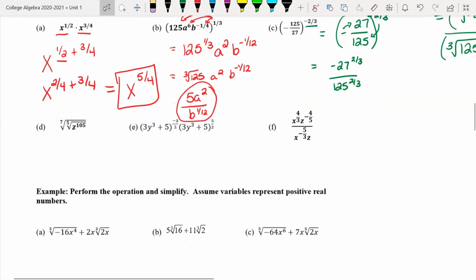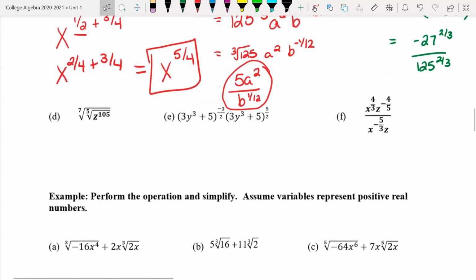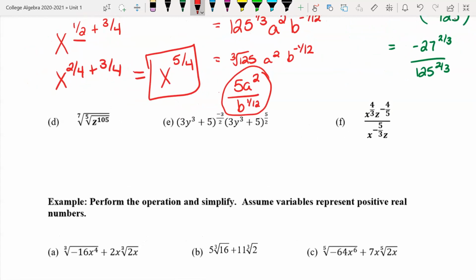So moving on, the next thing would be something like this. You just work inside out. So I would take 105 divided by 5 to get z to the 21st. And now I got rid of that 5th root, so I have the 7th root. I would take 21 divided by 7 to get z to the 3rd.